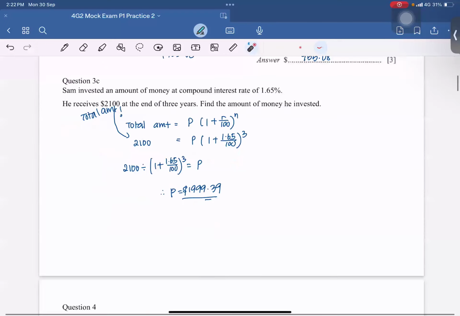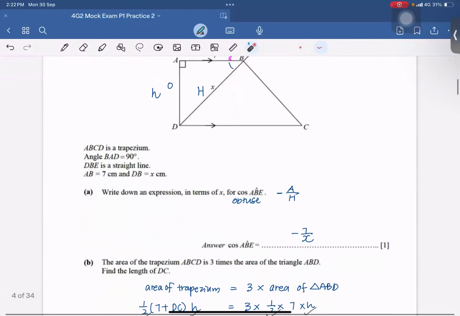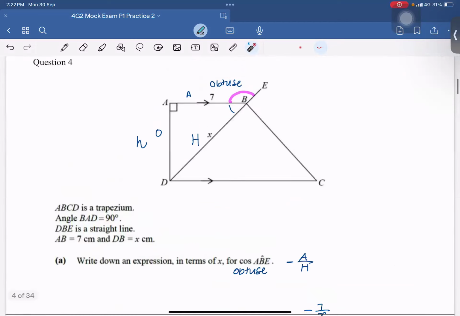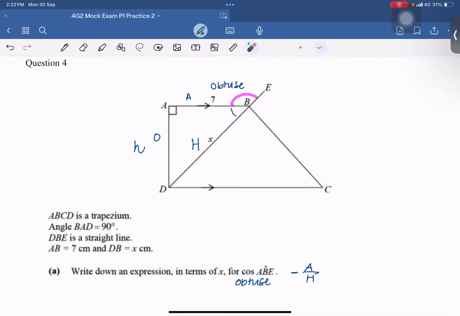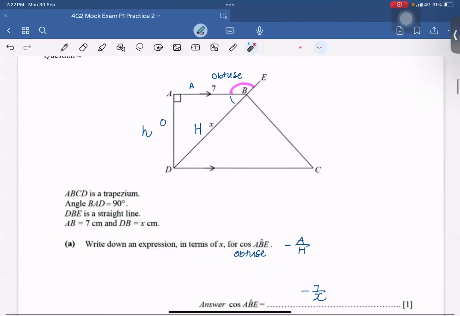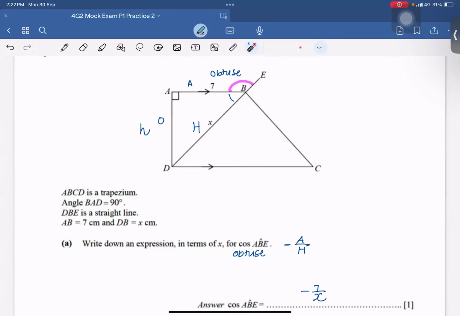Okay. Next question, question number 4. Actually, question number 4 is quite an interesting question. It combines a few topics together. First one, this is a trapezium. So we have two parallel lines and they gave you this is 90 degrees. Write an expression for cosine ABE.